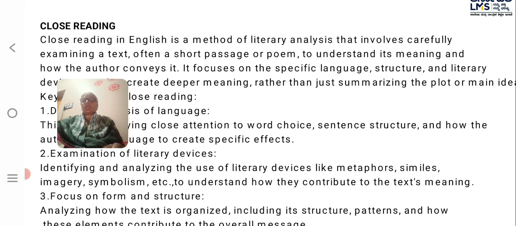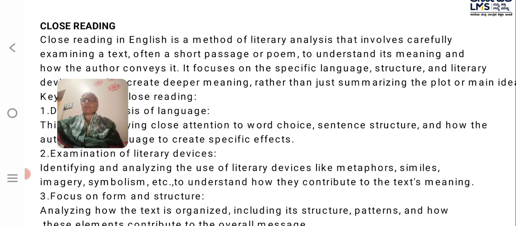Some of the key factors of close reading are detailed analysis of language, that is, paying close attention to word choice, sentence structure, and how the author uses language to create specific effects. Close reading also involves examination of literary devices by identifying and analyzing how metaphors, similes, imagery, symbolism is used to understand how they contribute to the text's meaning.